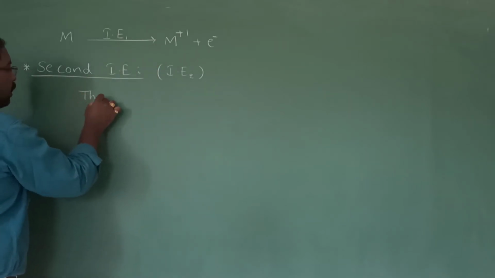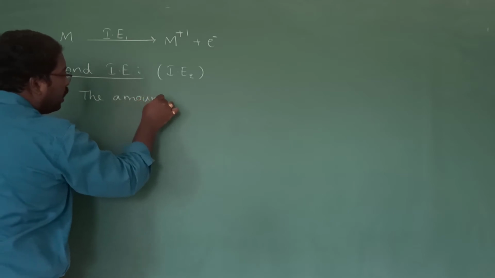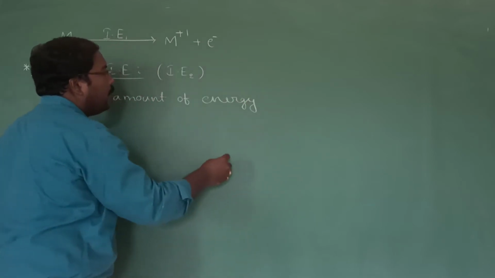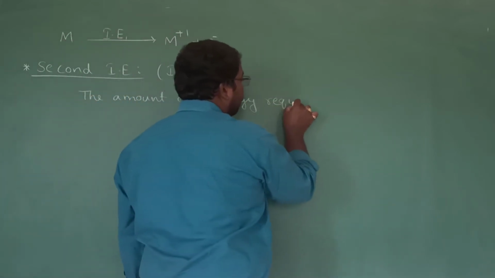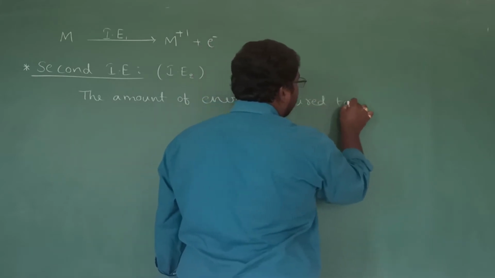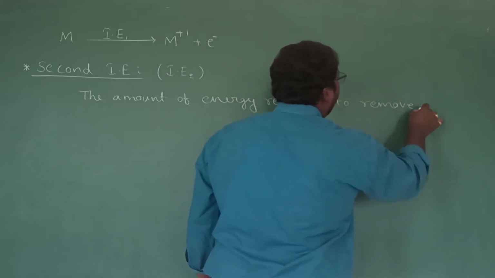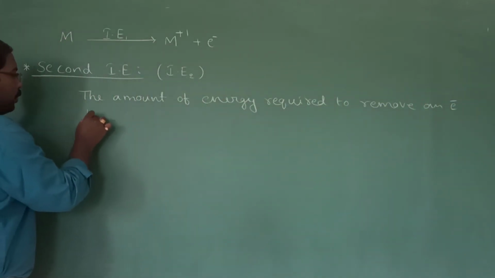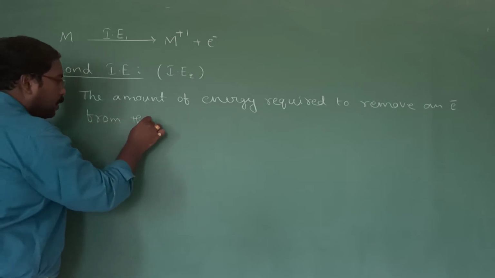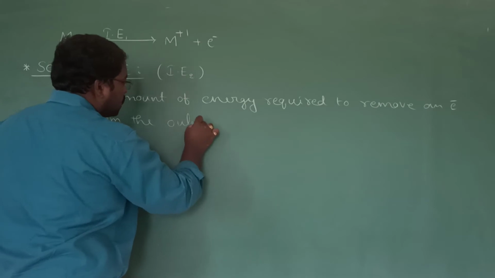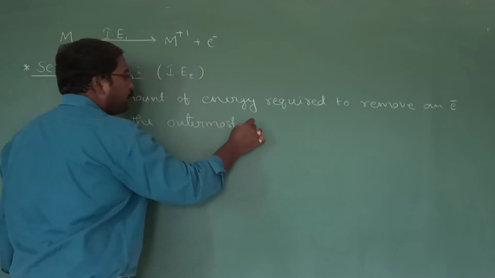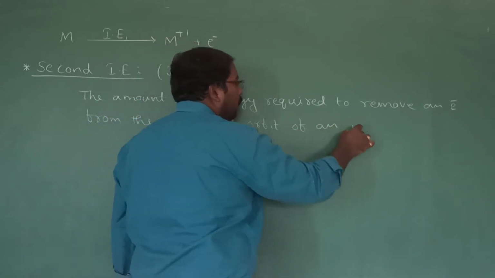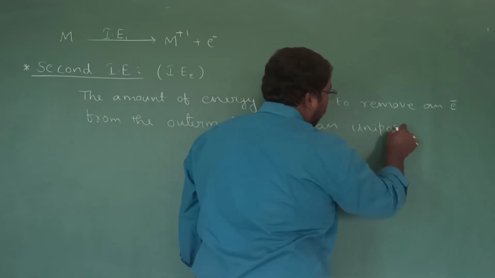Now, it is also the amount of energy required to remove an electron from the outermost orbit of a unipositive ion.